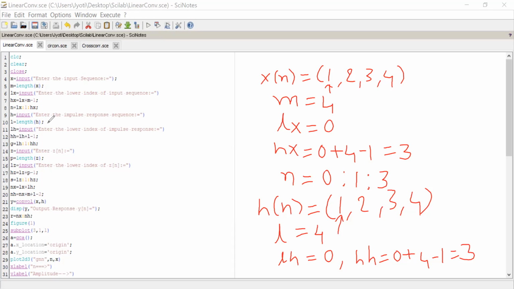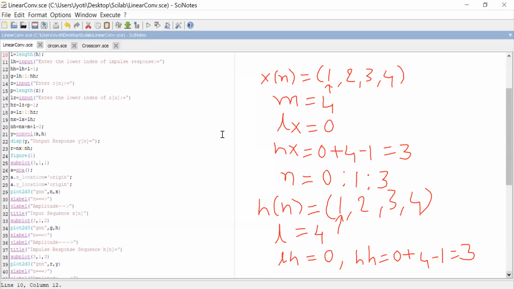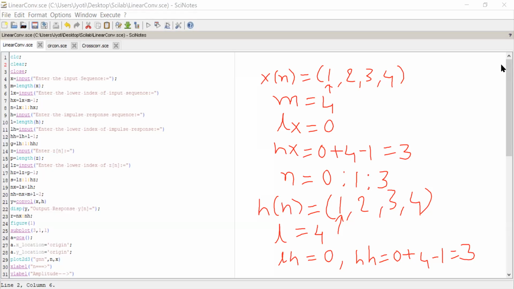Therefore, lastly, G is equal to, okay, what is the limit for G? G is equal to LH, which is 0, in steps of 1, up to HH. HH is 3. That means h of n value will start at 0 and end at 3 in steps of 1: 0, 1, 2, 3. It will take 4 samples.